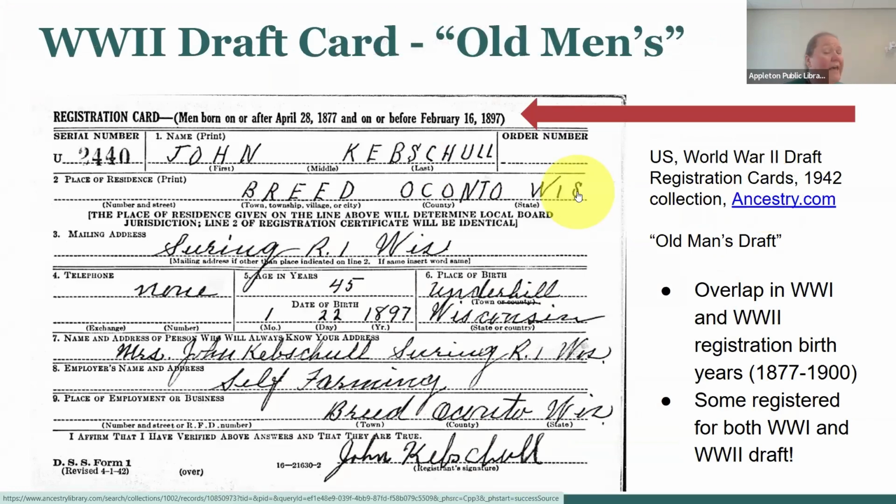And then we've got the Old Men's cards. So there is a little bit of overlap from World War I and World War II registration dates. So if you have an ancestor that was born from 1877 to 1900, you're likely going to find them in the World War I draft as well as the World War II draft. So definitely make sure to look for those ancestors in both if they fall in that time period.